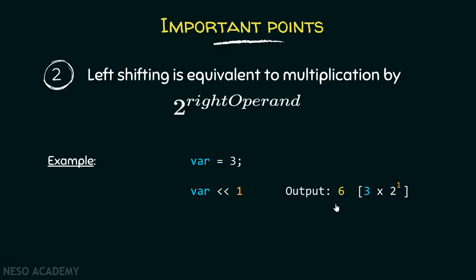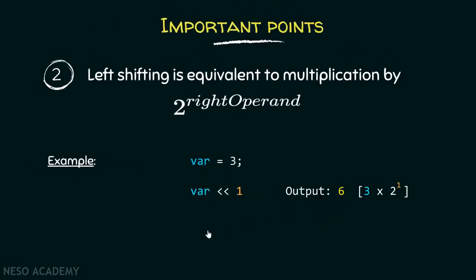But how? Simply, 3 is multiplied by 2 raised to the power 1. 1 is our right operand, isn't that so? And the left operand is 3. 3 is simply multiplied by 2 raised to the power of the right operand, which is 1. 3 into 2 is equal to 6 and that is our output.